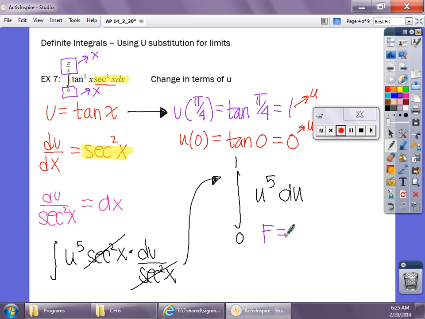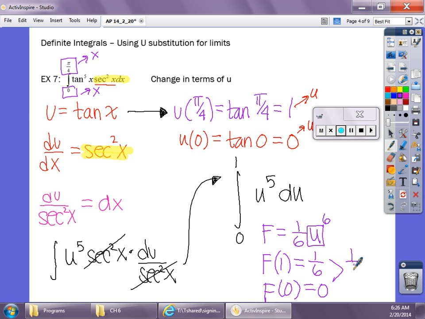3-step integration. First thing I'm going to do, find the antiderivative. I'm going to find f of 1. And remember, 1 is a u value, and that works because I have a u sitting here. That'd be 1/6. F of 0 would be 0. 1/6 minus 0 would be the answer to this question, which means all the way up here, my integral value is 1/6.